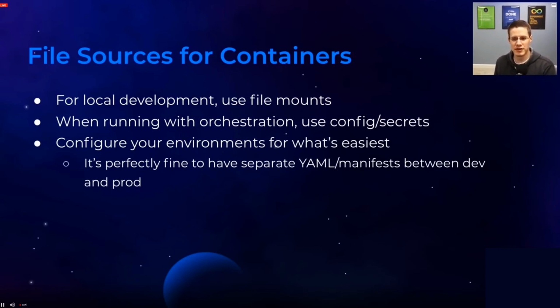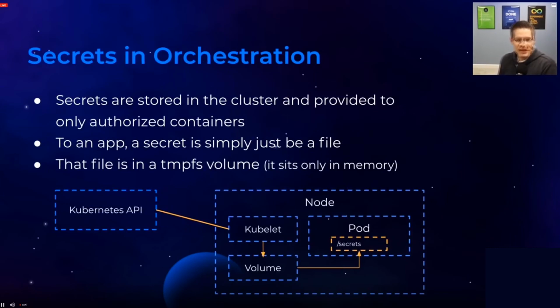And you can do a Docker run with a -v for a volume and mount in a volume, or Docker Compose as well. When running with orchestration, so whether it's Kubernetes or Swarm or ECS or whatever, you can use config or secrets. And they will make it easy to provide configuration in the orchestration, whether secret or config. So secrets in orchestration, secrets are typically stored within the cluster, and they're stored encrypted at rest, and so on.